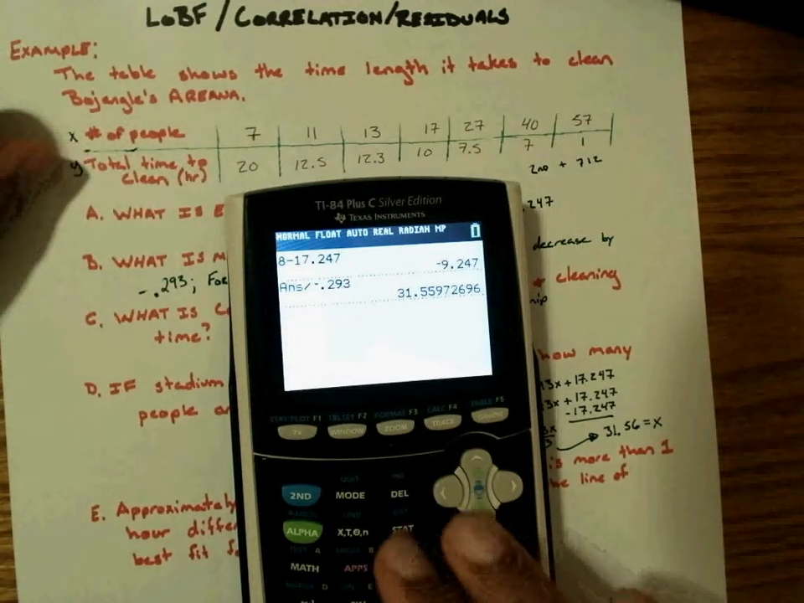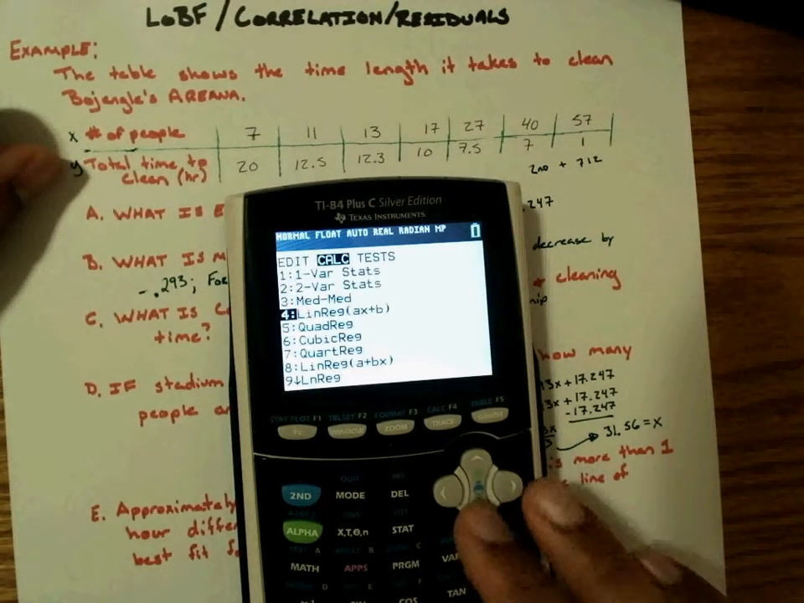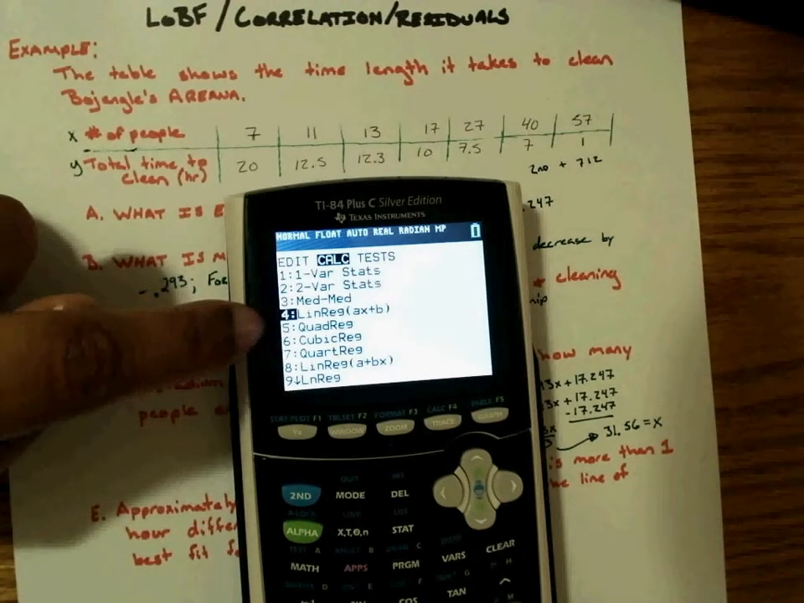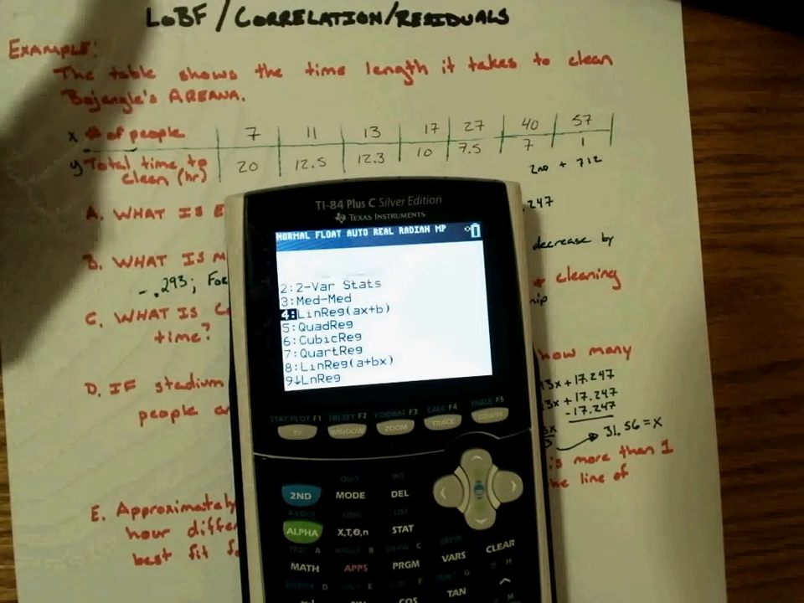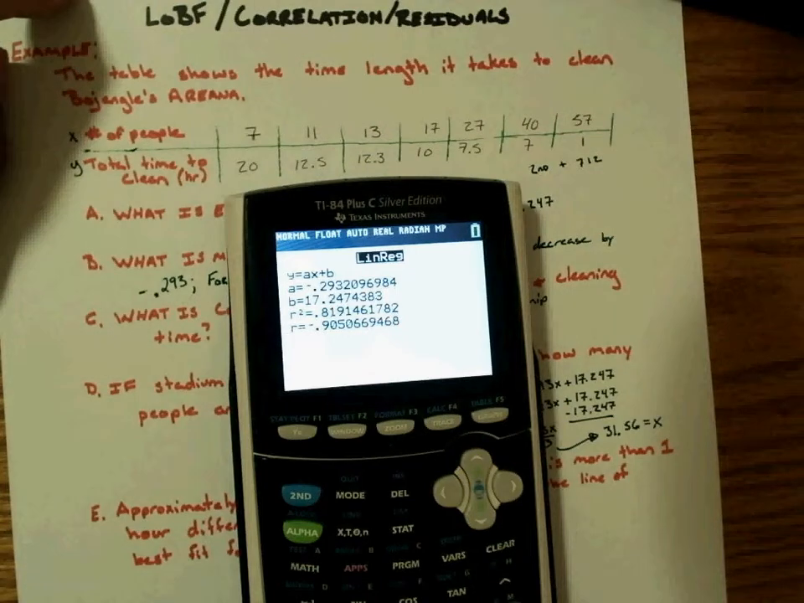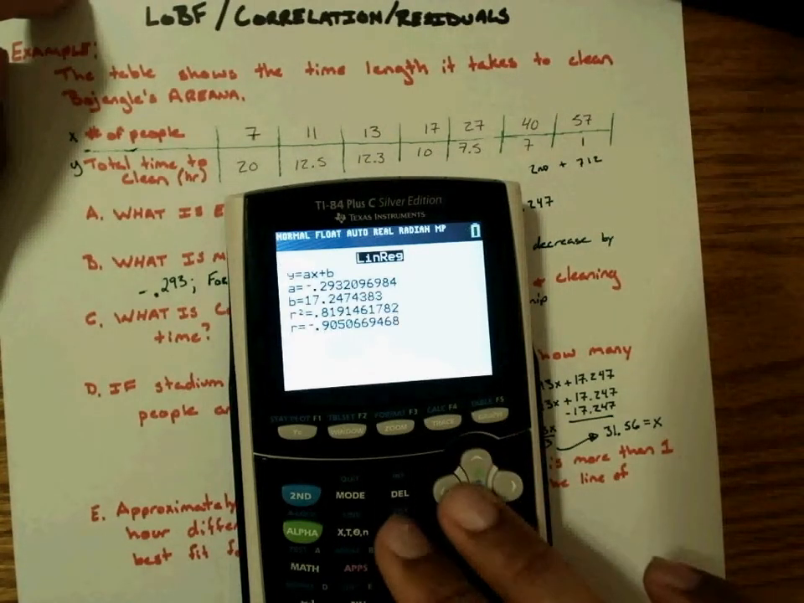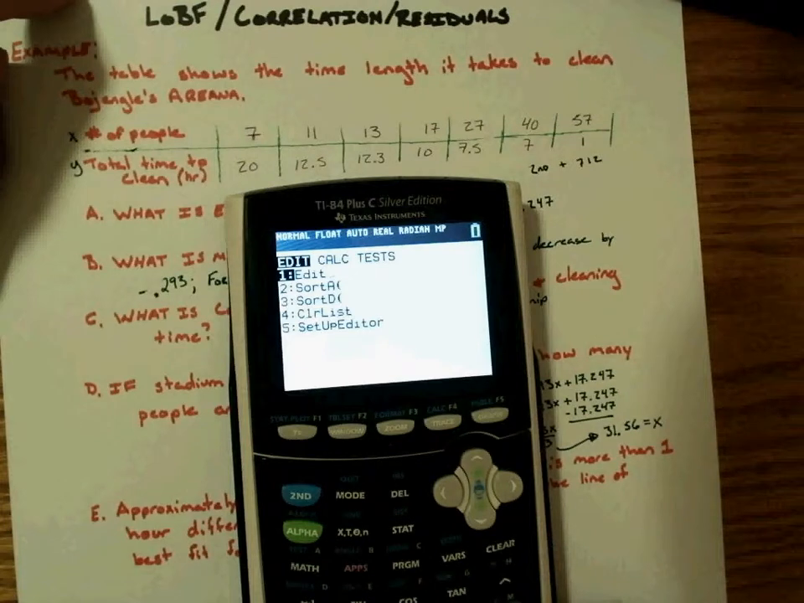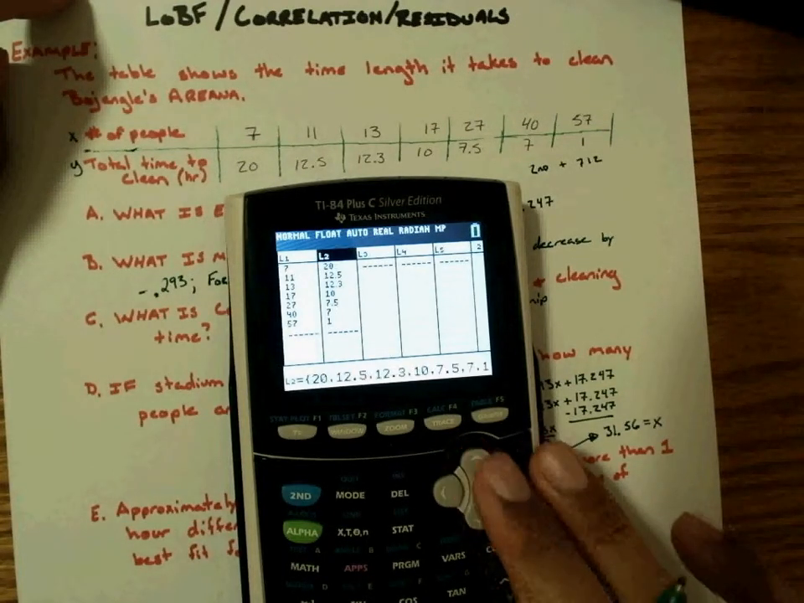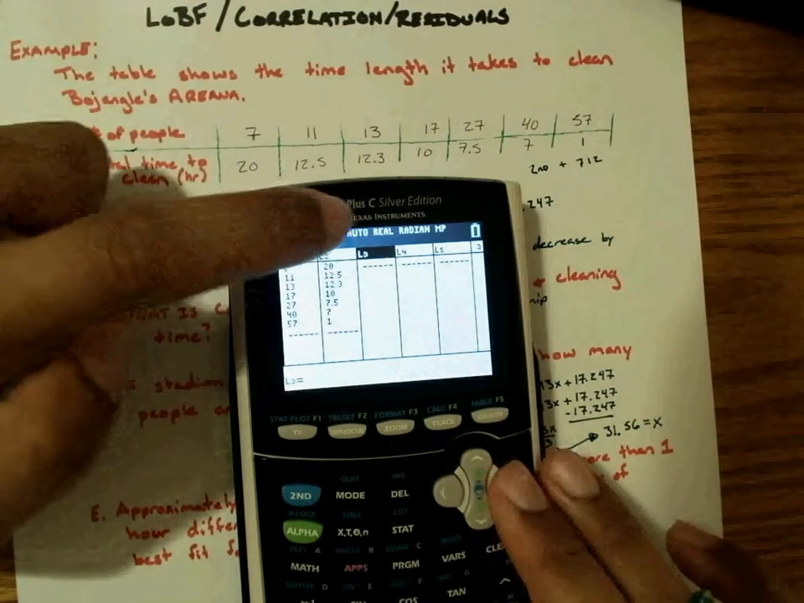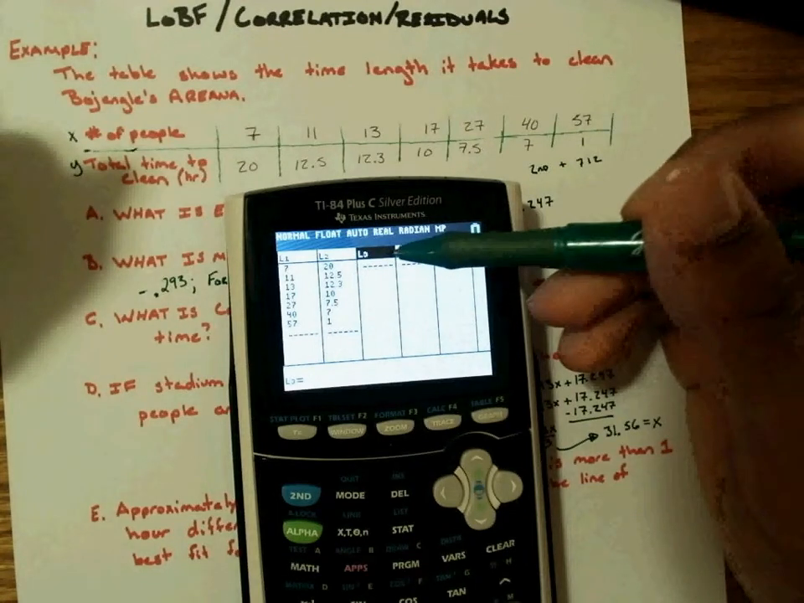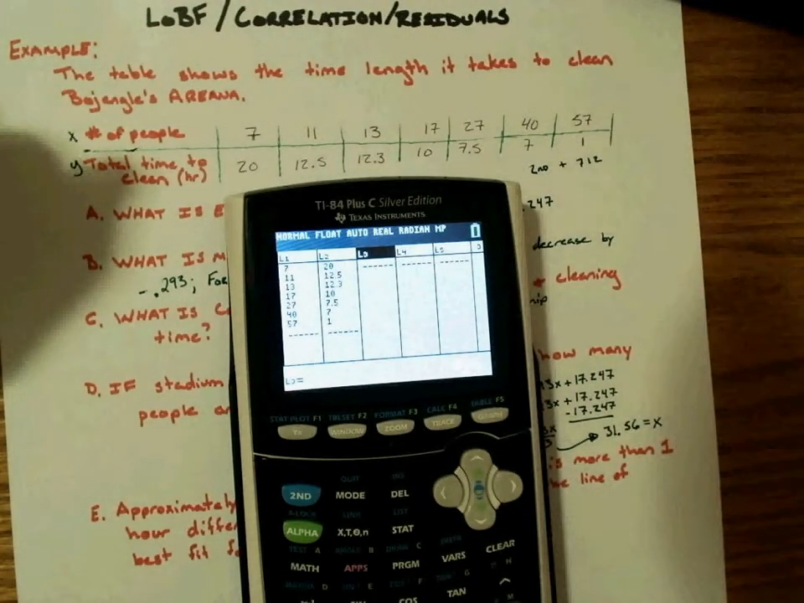And in order to do any residuals, you always have to calculate the linear regression first. If you do not do this first, you will not get the residual column. So I'm going to go ahead and do this. Even though we've already done this, I'm going to do it one more time just to make sure it's in the system. And then once you do that, we go back to Stat. We go to Edit. And I'm going to move the cursor up to L2 and over to L3. So you need to highlight L3.